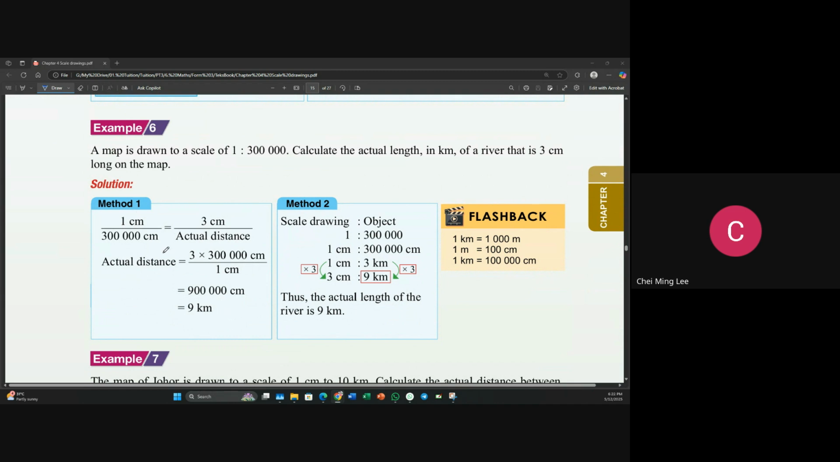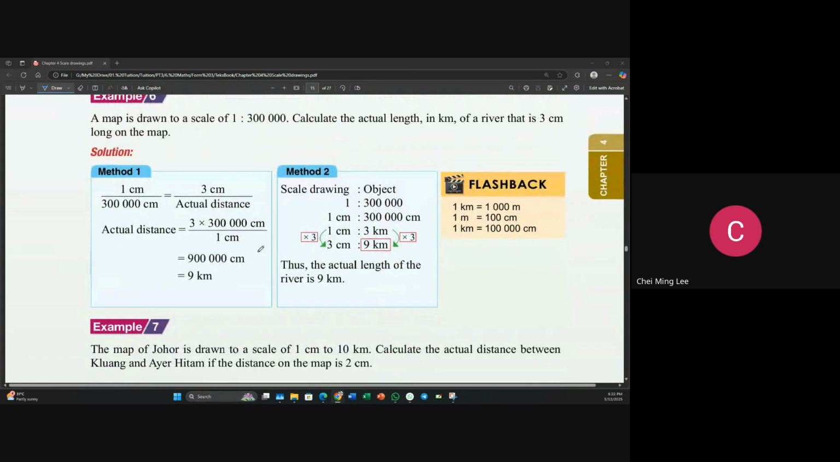Okay, because cm to cm. Or we use the comparison. You see, 1 cm equals 300,000 cm, which is 3 km. So this one is now 3 cm. 3 cm here times 3, here also times 3. So you get 9 km. Yeah? All right, next.